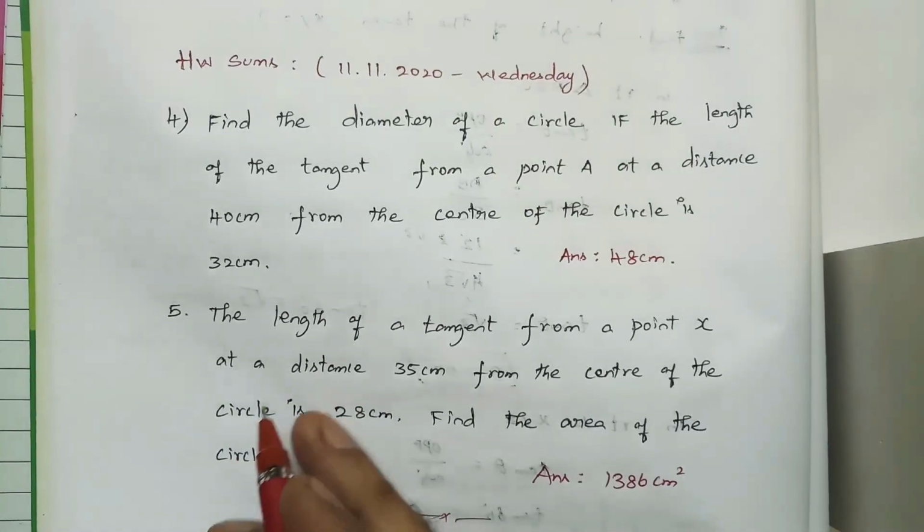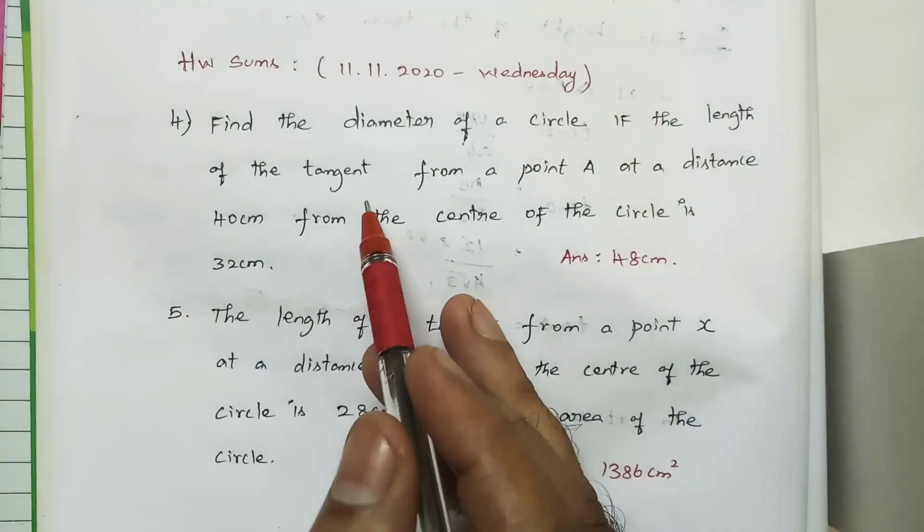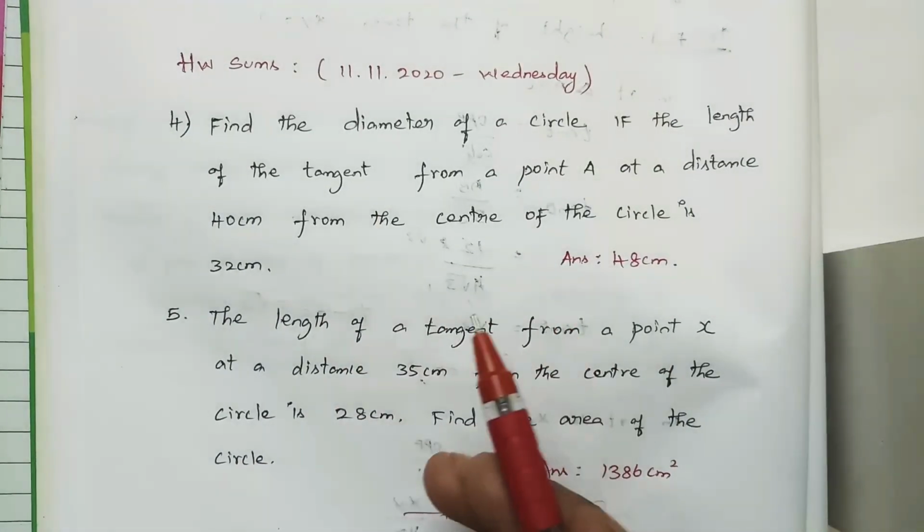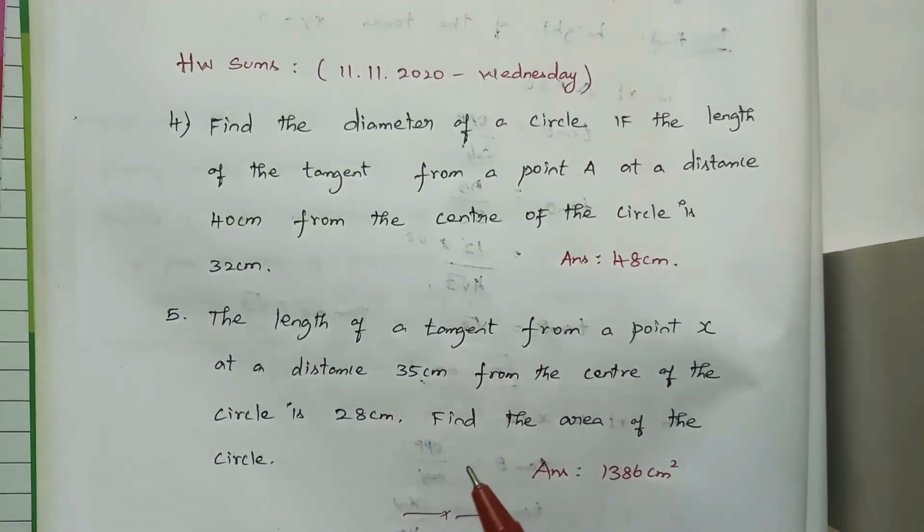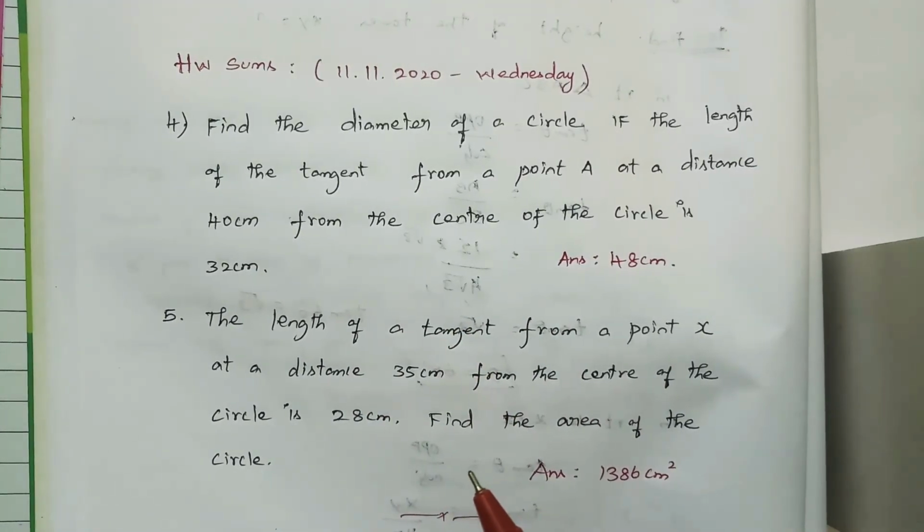Today's homework is sum number 4 and sum number 5, two sums, based on those model sums, and one more theorem. You have to write the theorem 2 times.